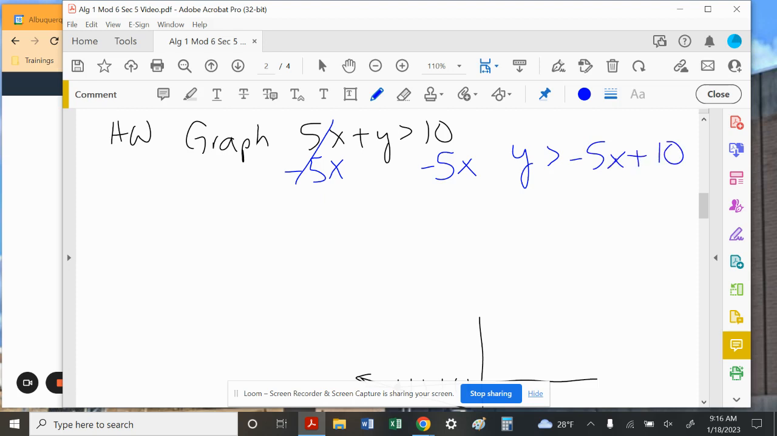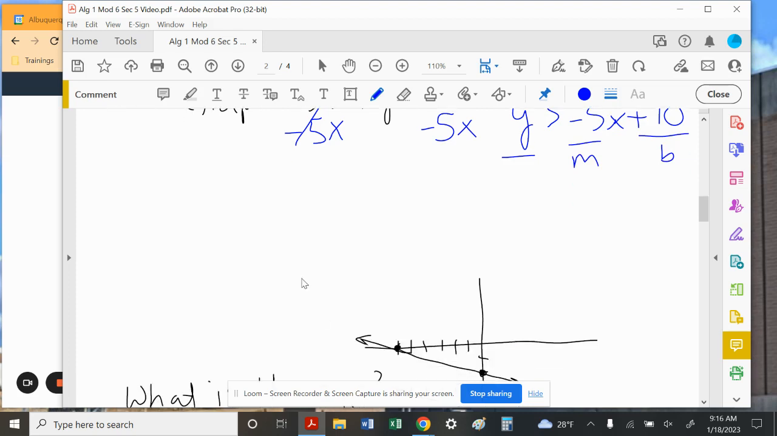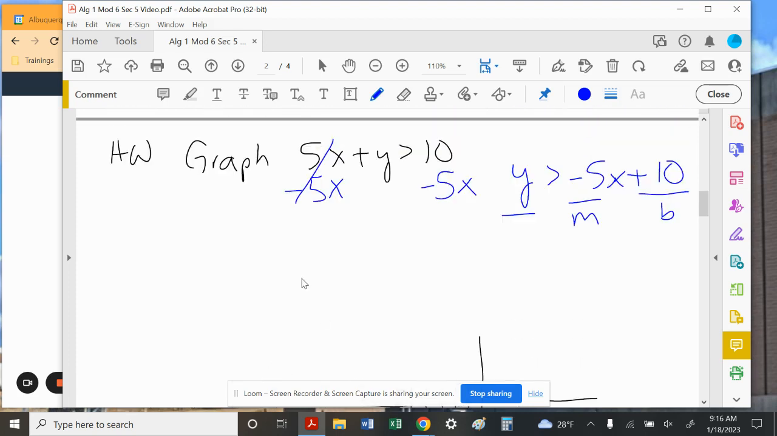Now I like to write the x first because I can see right away, since this is y, this is the slope, and here is the y-intercept. So I've got the y-intercept in that case, and I've got the slope for that one. So when I graph it, it's pretty straightforward. Of course, the b-value is 10. So 1, 2, 3, 4, 5, 6, 7, 8, 9, 10. So that's the y-intercept because that's the b-value. That's what this is right here.